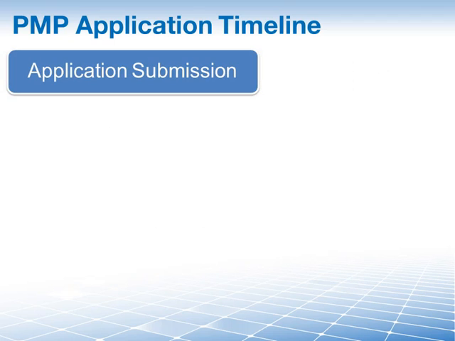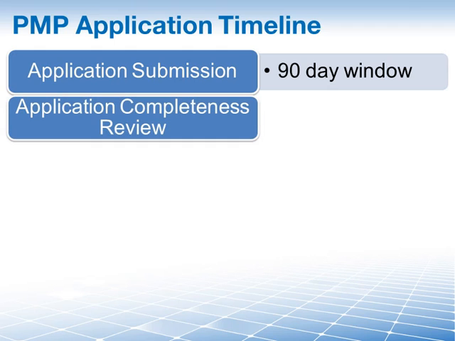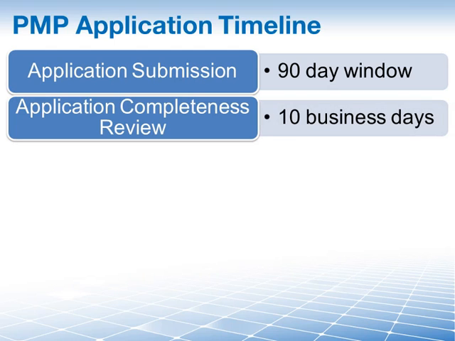So, first of all, the application submission window is 90 days long. That means once you start your application online, you have 90 days to fill everything in, and then click the submit button and say, hello PMI, here's my application. Once that is done, PMI will perform an application completeness review. This may take up to 10 business days as long as you submit your application online. Yes, you could even fill it in on paper, but these days, who does that? So log on to pmi.org and fill in your application there.